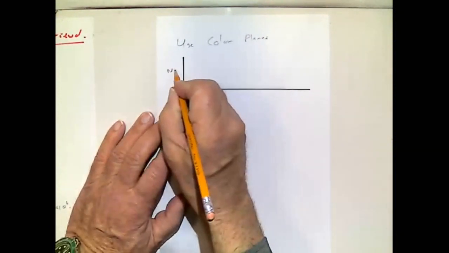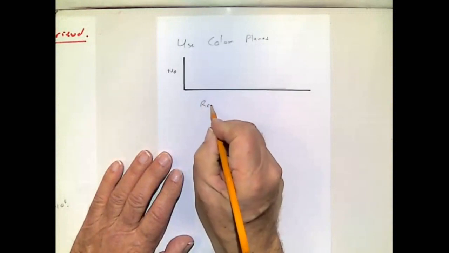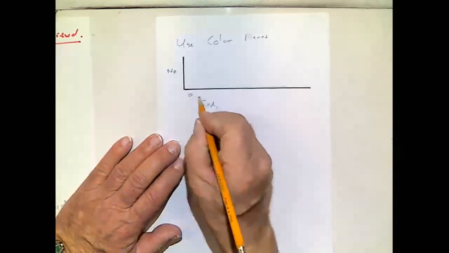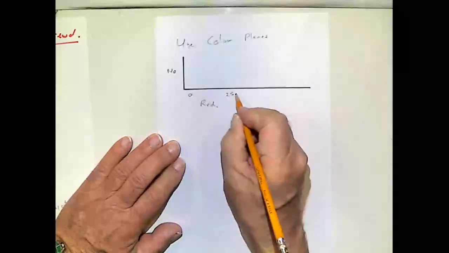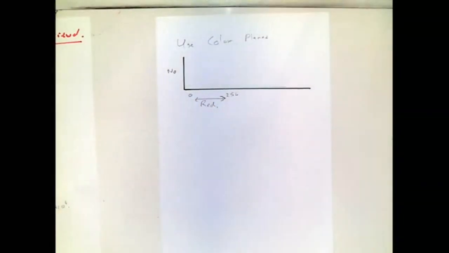And this would be number. And for the red plane, it will be the first 8 bits of the 24 bits per pixel number. And the red intensity can range from no red at all, which will be 0, to maximum red, which will be 255. So we would need 256 entries. And that would be the red spectrum.